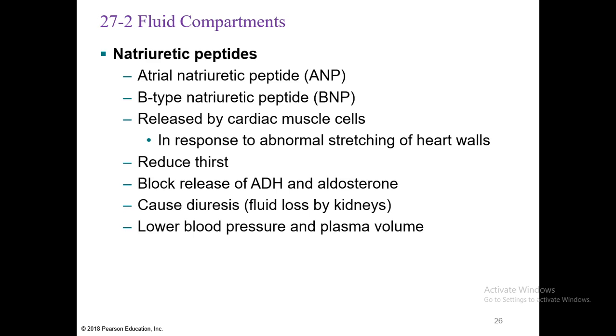Natriuretic peptides. Remember, ANP and BNP are peptides made up of amino acids that are also considered hormones, and they're released by the cardiac muscle cells, the muscle cells of the heart, in response to the stretching of the heart walls. This would be due to an increased blood pressure. One way for the body to decrease the blood pressure is to get rid of excess water in the plasma. By reducing the thirst, you drink less, and that reduces the blood pressure. It also blocks the release of antidiuretic hormone and aldosterone, so it works in opposition to the ADH and aldosterone. It also causes diuresis, which is, remember, losing water through the urine. So that lowers the blood pressure by lowering the plasma volume.